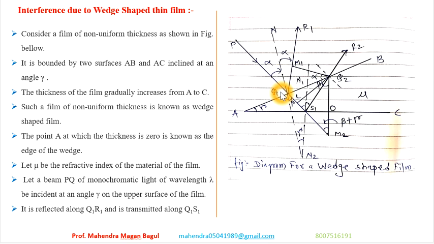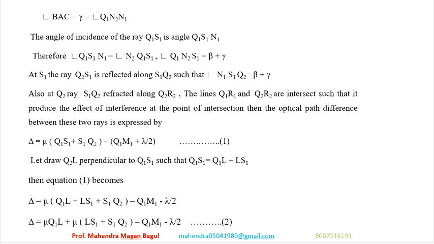At Q1, the ray is partly reflected along Q1R1 at an angle of reflection alpha, and it is partly refracted, that is, transmitted along Q1S1 at an angle of refraction beta. The line NQ1N2 is normal at Q1 to AB, and the line N1S1N2 is normal to AC at S1.